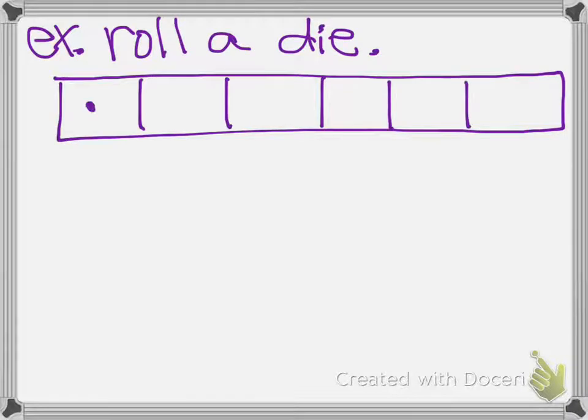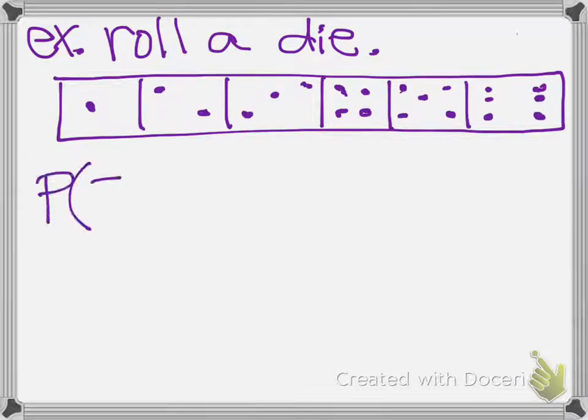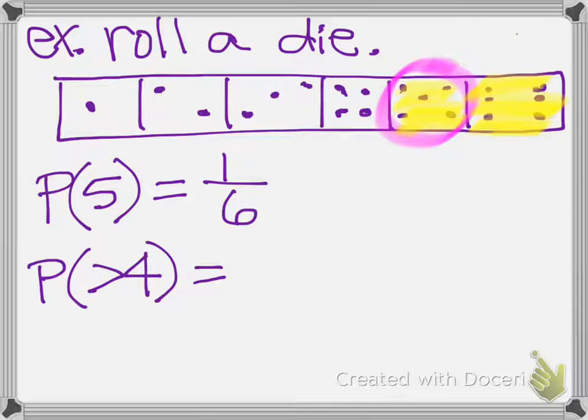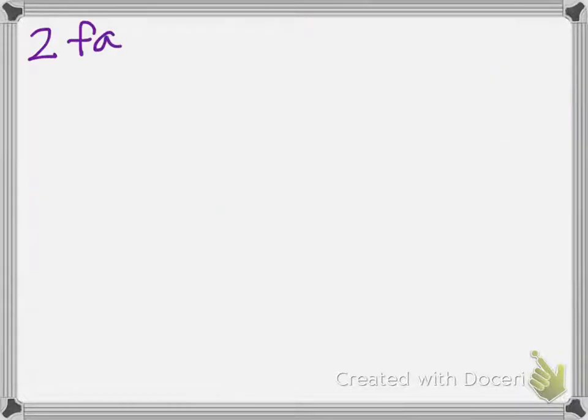Okay, so for example, if you're rolling a die and you roll it once, what's the probability of rolling a 5? Well, there's 1 five and there are 6 total outcomes. So your probability is 1 out of 6. The probability that you get something greater than 4, it's not equal to 4, it's greater than 4. There are 2 outcomes, 5 is bigger than 4 and 6 is bigger than 4. So it's 2 out of 6, which is 1/3.